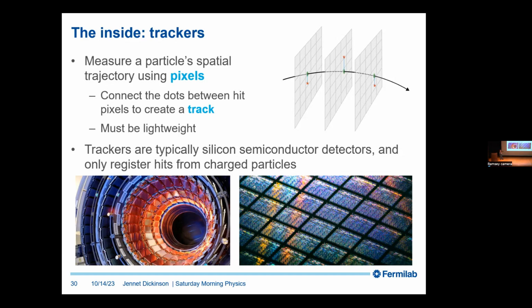You can see, like a computer chip, there's tons of silicon everywhere. This is very common in industry for building these detectors, but they only register hits from charged particles. So if a neutron goes through the silicon detector, we won't see that.